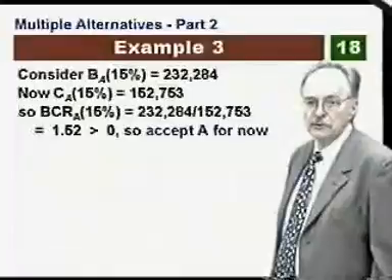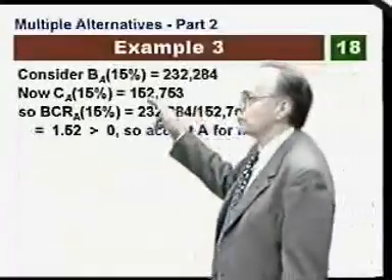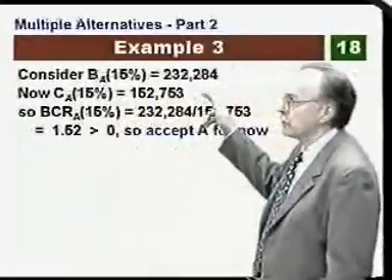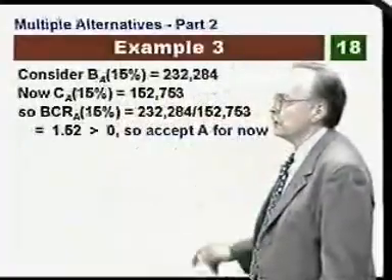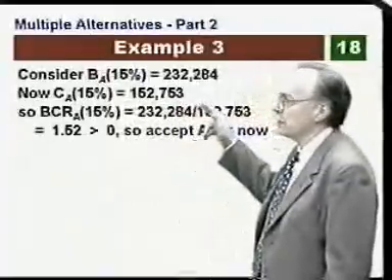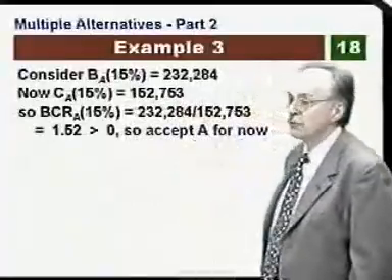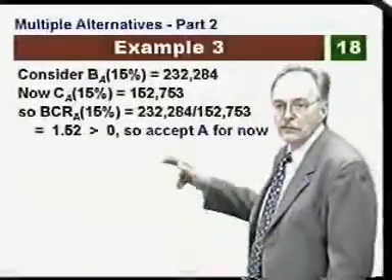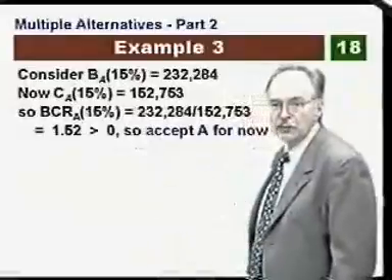So let's apply the ratio to alternative A. The present worth of the benefits, $232,284. Present worth of the costs for A, $152,753. That gives us a benefit cost ratio of 1.52. That's greater than 1, so we accept A for now.